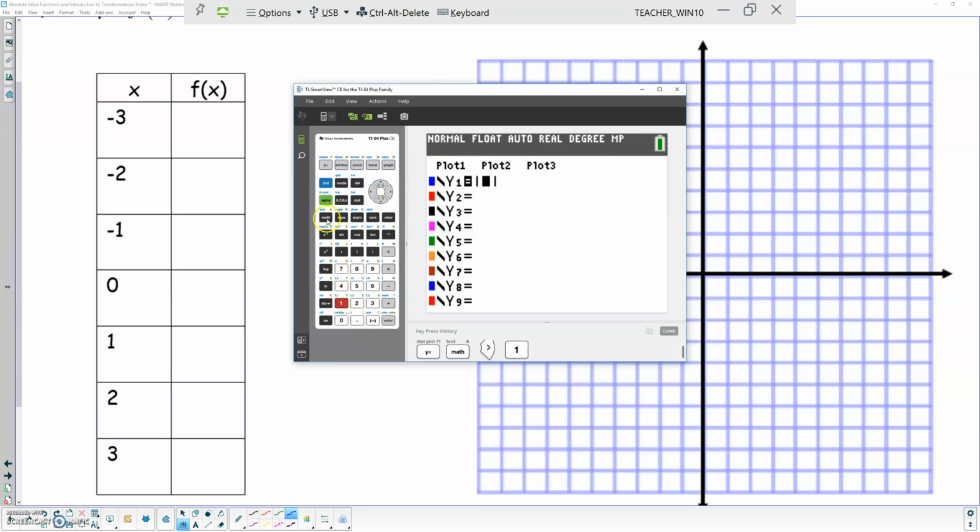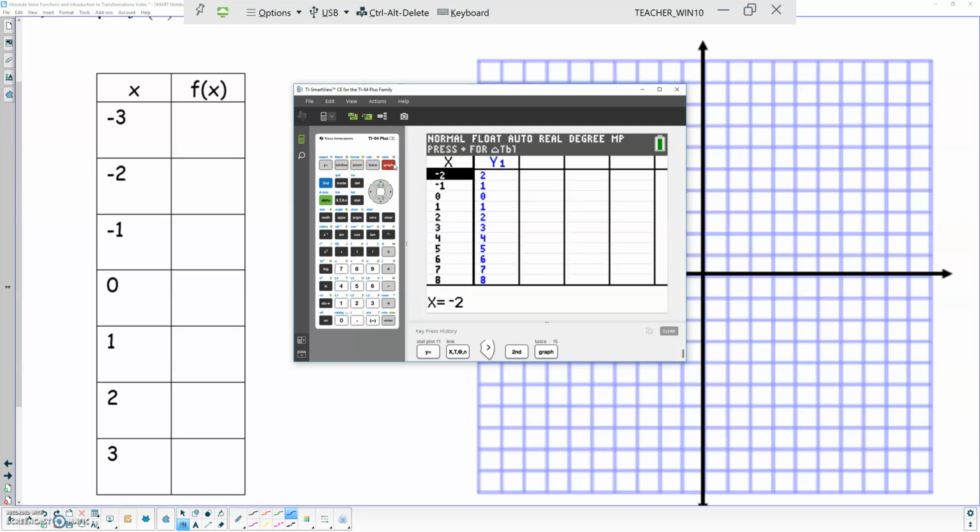Okay, so I'll do that one more time. You hit math, scroll over to where it says NUM, and then choice number 1 is absolute value. Okay, so we want the absolute value of x. So now we're going to hit second graph to access our table, and we want to copy the values from -3 to 3. So 3, 2, 1, 0, 1, 2, 3.